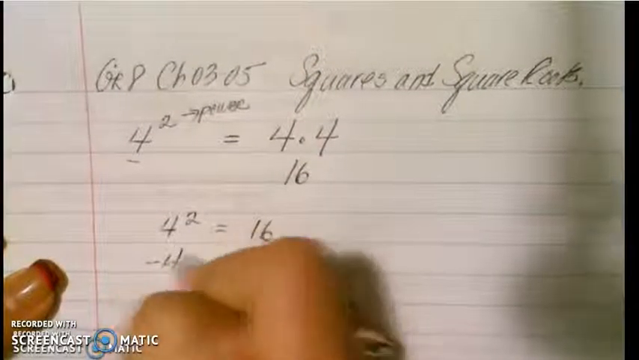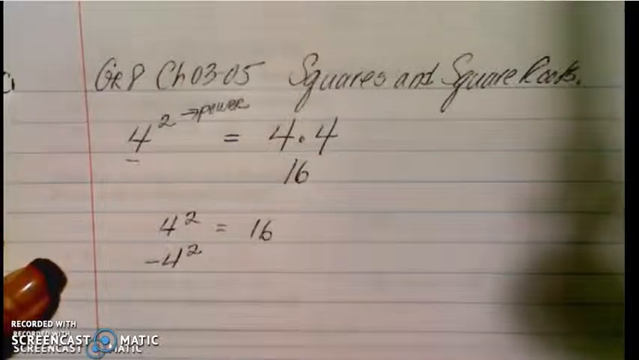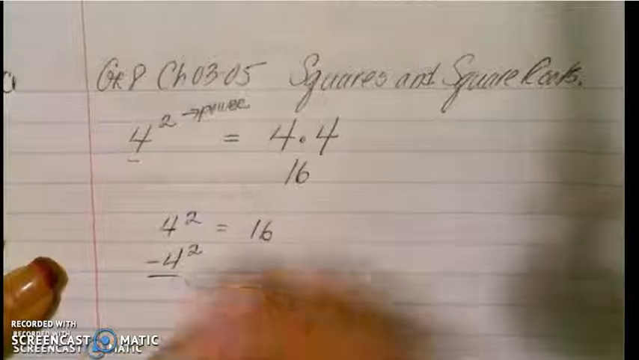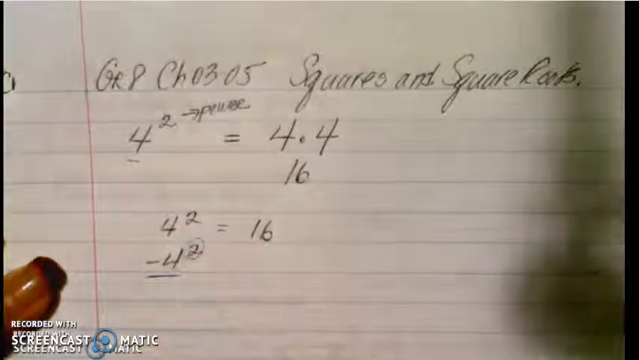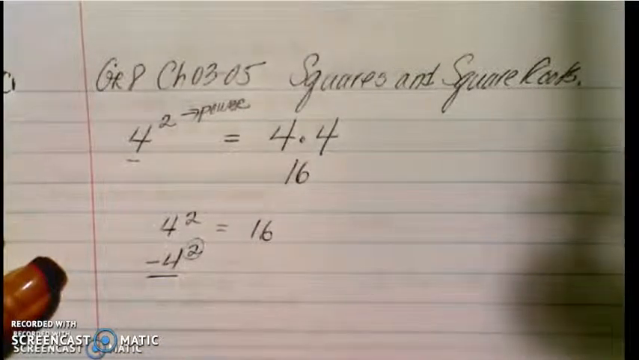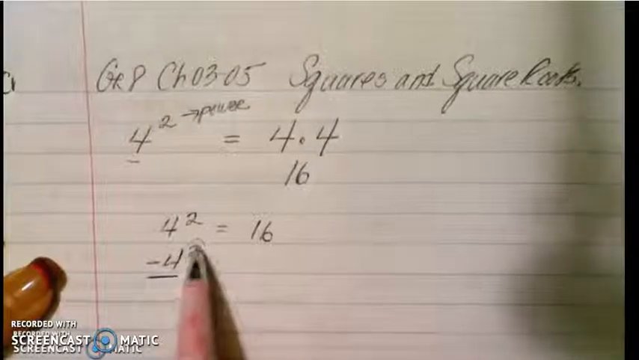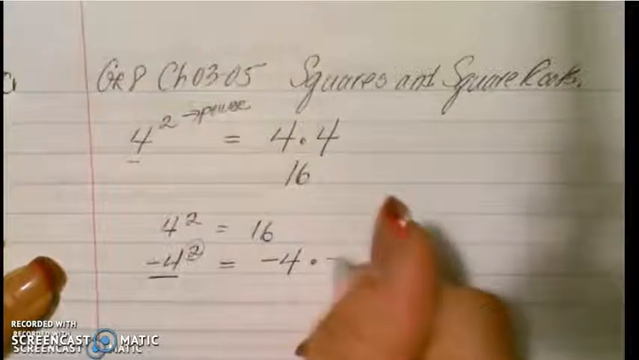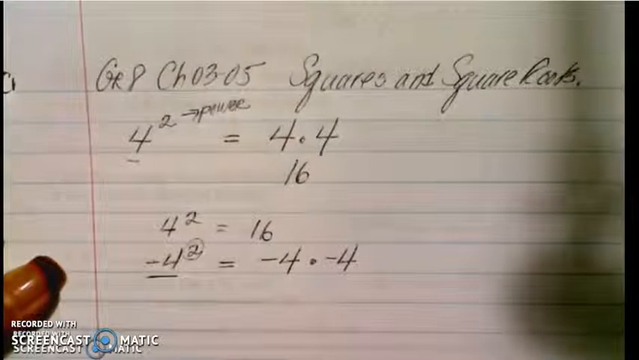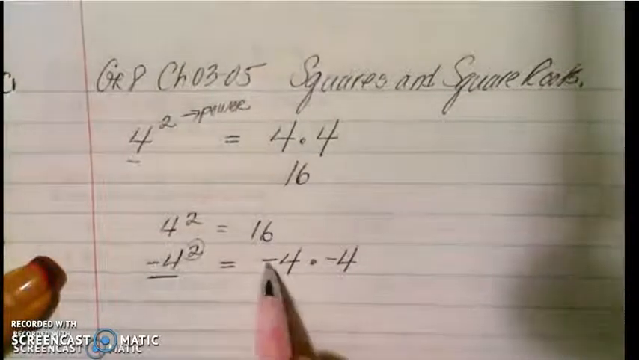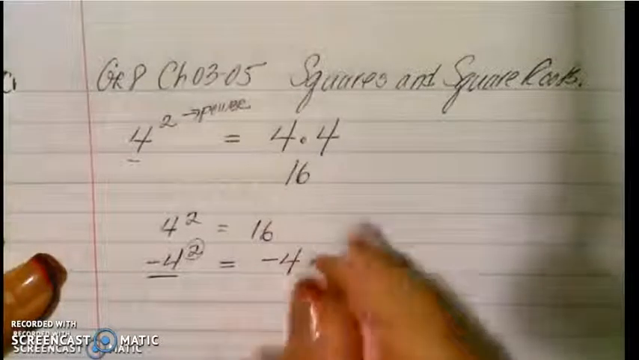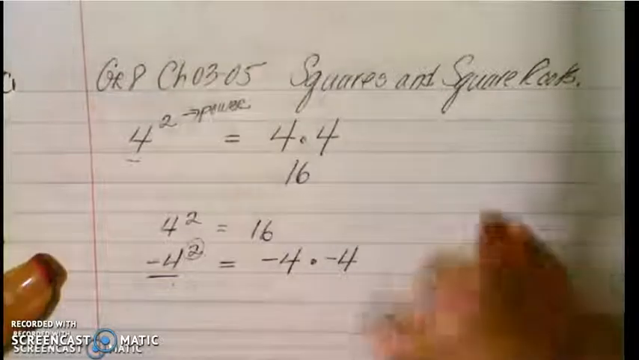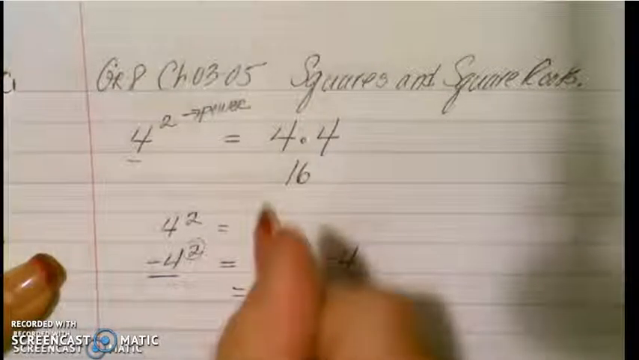Negative 4 squared will also have a value of 16, since again, the base is negative 4. The power tells you how many times you are multiplying that number. So negative 4 squared is equivalent to negative 4 times negative 4. And we remember from our rules of operation that a negative times a negative is a positive. So negative 4 squared also has a value of 16.